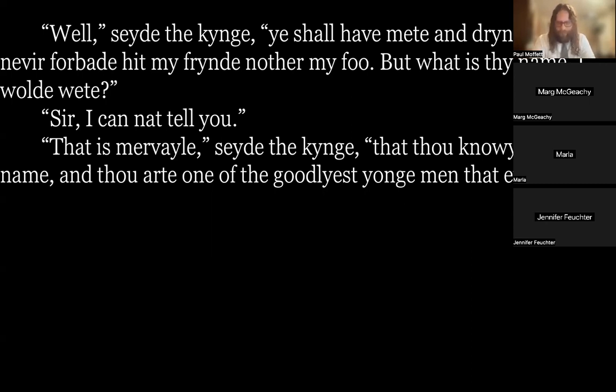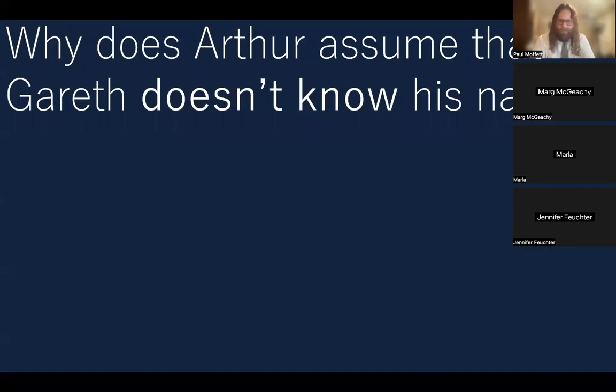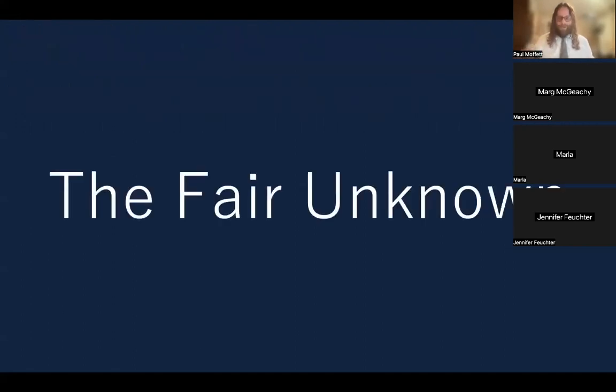This seems like a really strange exchange, because why does Arthur assume that Gareth doesn't know his name? Gareth says, "I can't tell you my name," and Arthur's like, "He doesn't even know his name?" It's a strange reaction from Arthur. But the reason for it is because Gareth's story falls under a trope called the Fair Unknown. There are a number of fair unknown stories.